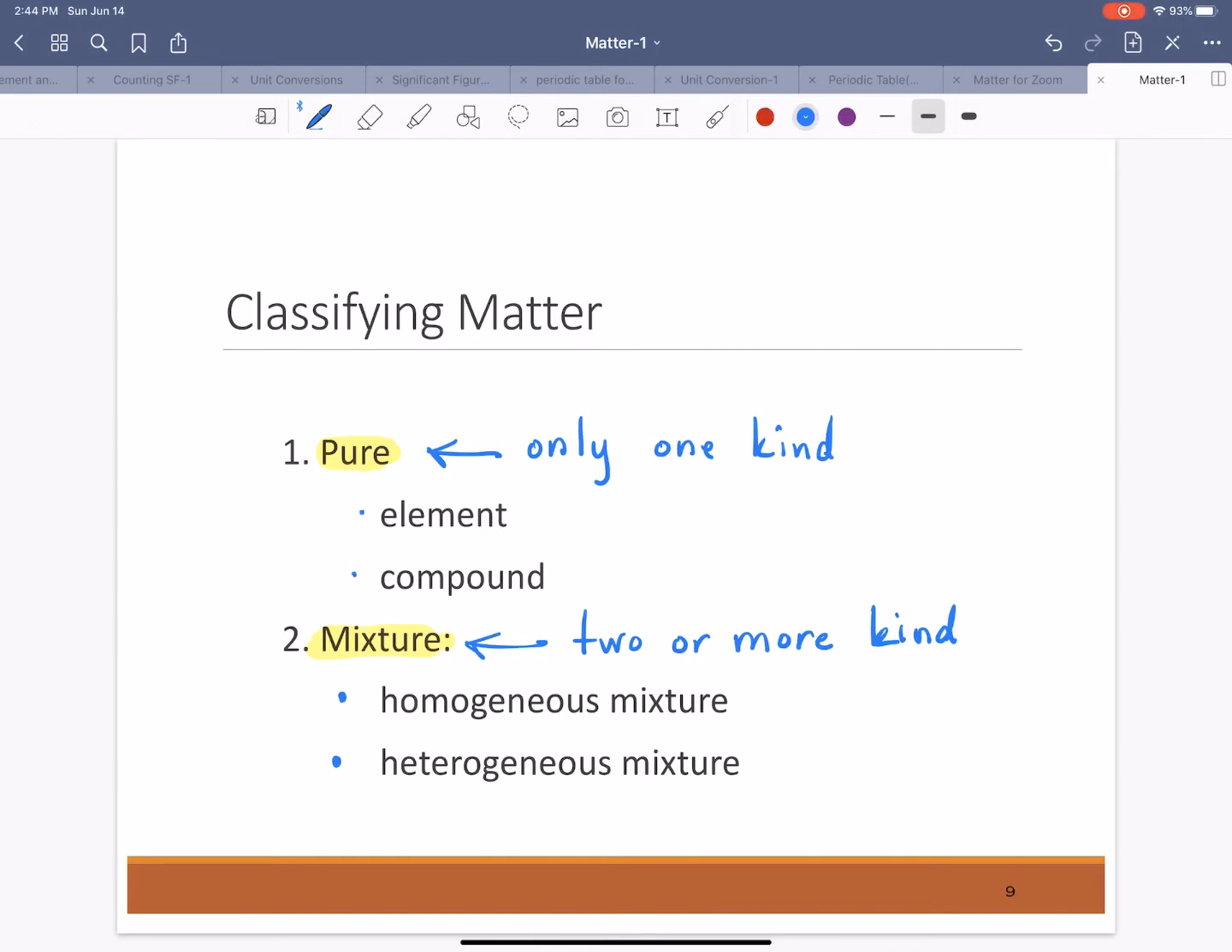So we're going to look at how to classify matter. Is it only one kind of thing or several things? And if it is only one kind of thing, is it something I can find on the periodic table or something made from elements on the periodic table?